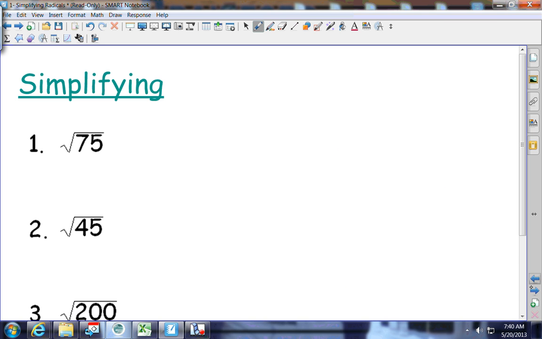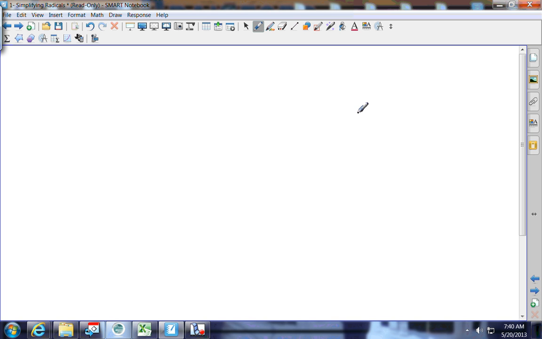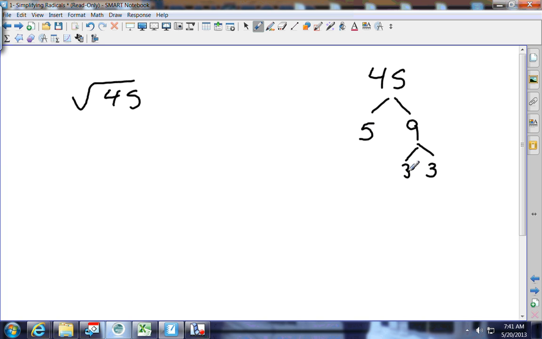What was the next problem? 45. Okay. Square root of 45. I'm going to do a factor tree. 45. Well, I'll do 5 times 9. Couple ways we can look at this right now. We'll still do my way first. 9 splits up into 3 and 3. 5, 3, and 3. 5 times 3 times 3.